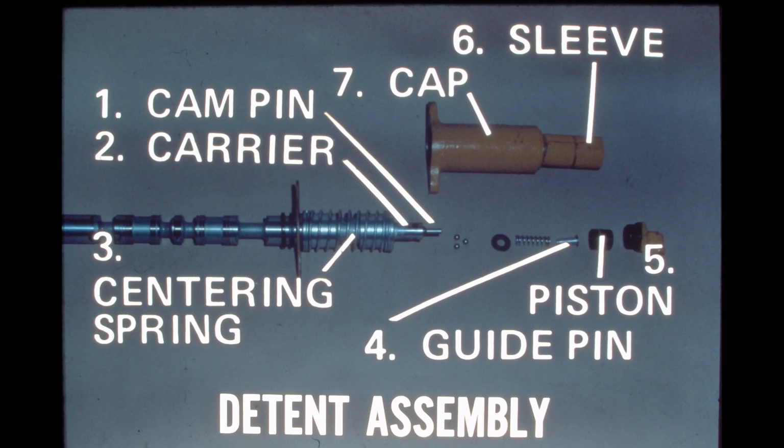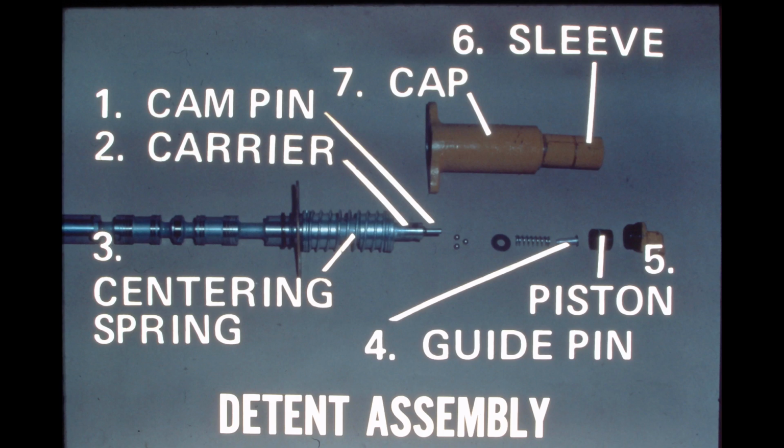The detent assembly is attached on the end of the valve spool on the outside of the centering spring assembly. It is a typical ball and ramp type detent assembly. It consists of the carrier, a spring-loaded cam pin, 3 detent balls, a piston, guide pin, and a guide pin spring. There are 2 detent grooves in the boom sleeve and 1 groove in the bucket sleeve.